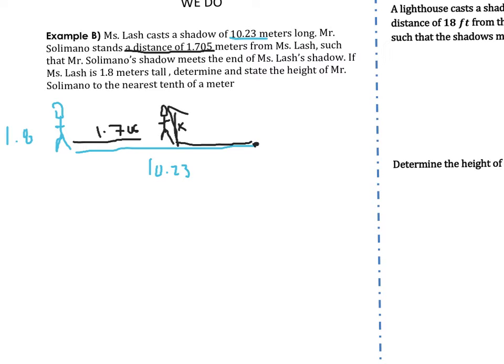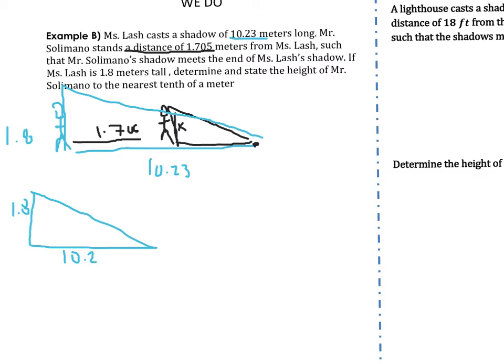So here's the Mr. Salamano triangle. Here's the Miss Lash triangle. So the first thing you want to do when you have overlapping triangles like this is you want to separate them out so that you could see both. So Miss Lash is the blue one. She's 1.8 high. That's her height. And her shadow is 10.23 meters long. Now, Mr. Salamano's height, we don't know. That's my x. That's what I'm trying to find. And now we got to figure out his shadow.